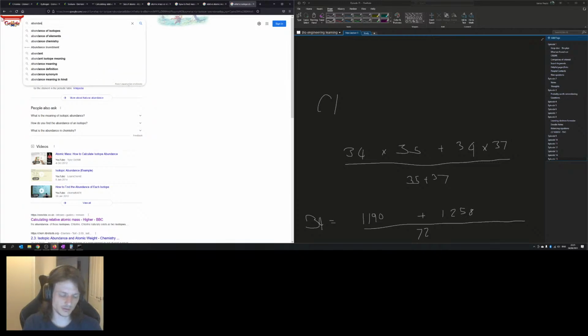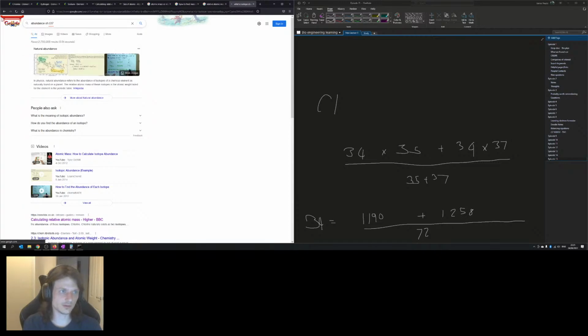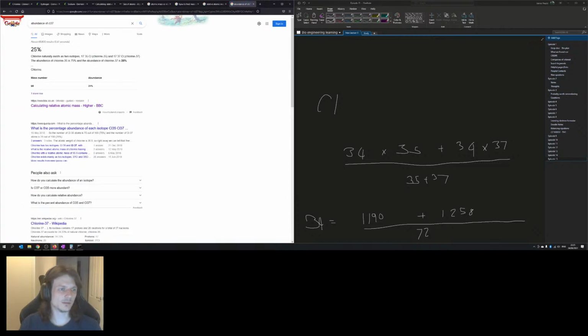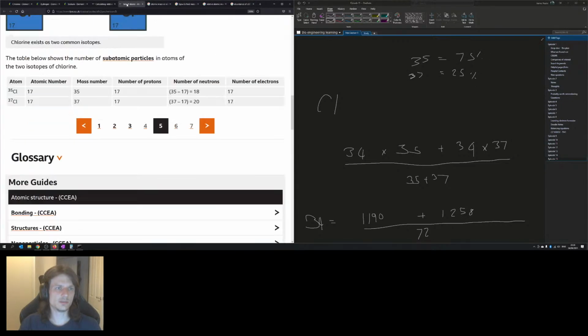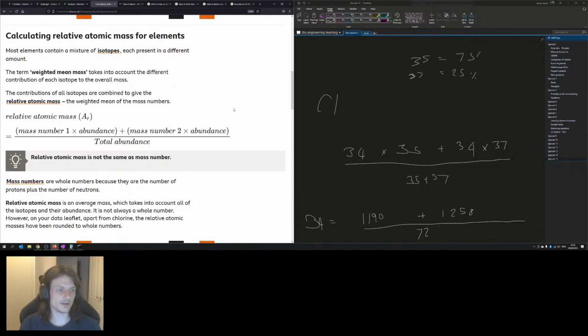So if I do the abundance of chlorine 37, 25%. Chlorine naturally exists as two isotopes. The abundance of chlorine 35 is 75%, and 37 is 25%. Okay, so these are percentages, which that was not clear to me.